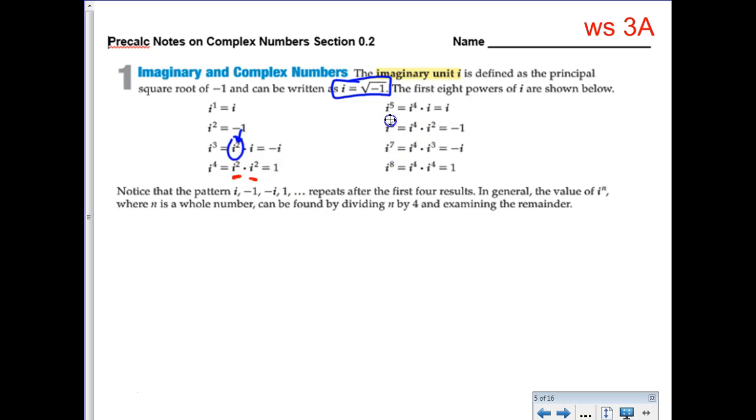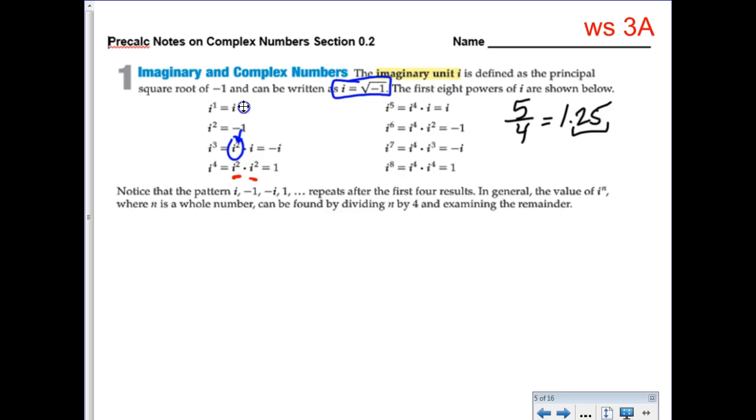So like, for instance, here, i to the fifth power. If I divide the power, 5, by 4, it doesn't divide in evenly, right? It's 5 divided by 4 is 1 with a remainder of 1. Go ahead, type on your calculator, 5 divided by 4. You get 1.25. So this is the whole number part of it, but this is the remainder. So if you look at the remainder, that tells you where in the cycle you are.